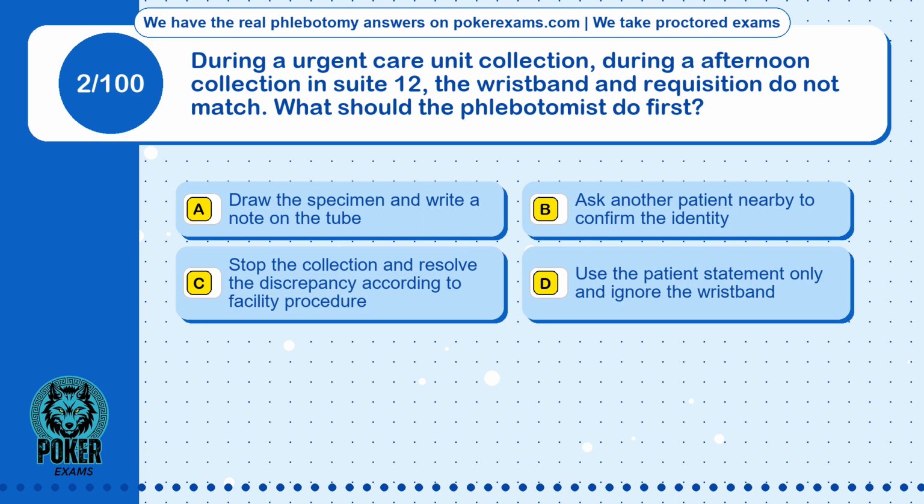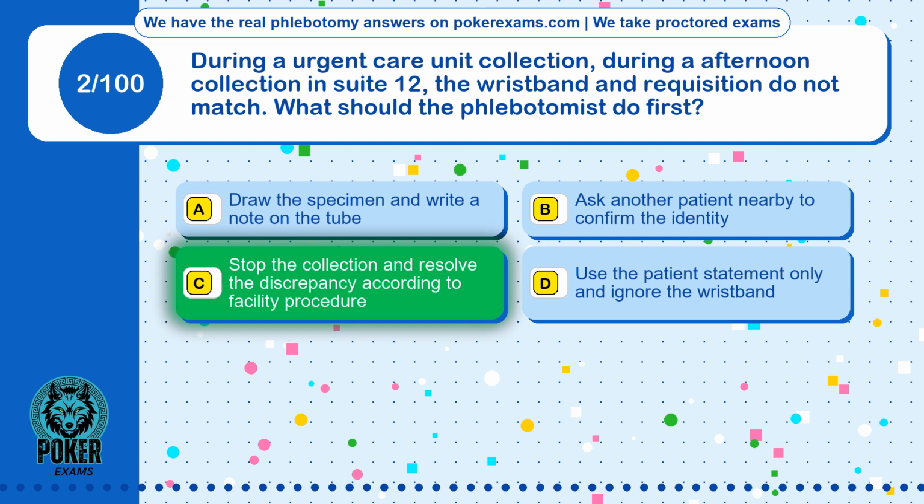Option A. Draw the specimen and write a note on the tube. Option B. Ask another patient nearby to confirm the identity. Option C. Stop the collection and resolve the discrepancy according to facility procedure. Option D. Use the patient's statement only and ignore the wristband.